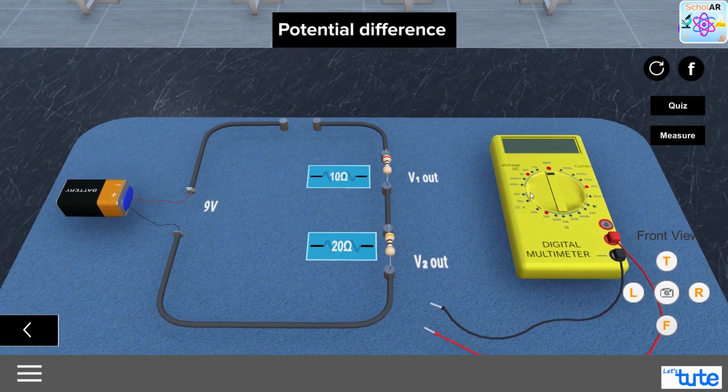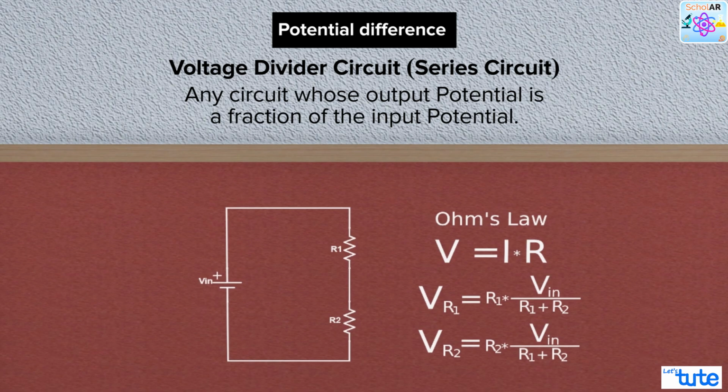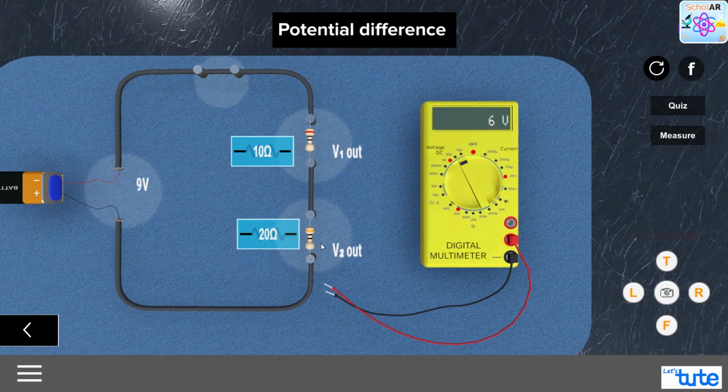Now let's measure the potential difference. How do we measure this? We can use the measure button for that. Let's measure the potential difference across R2 then. Before we do it, I ask you to calculate it using the formula shown before. Were your calculations correct? Hopefully they were.